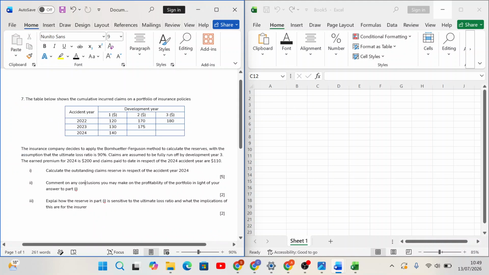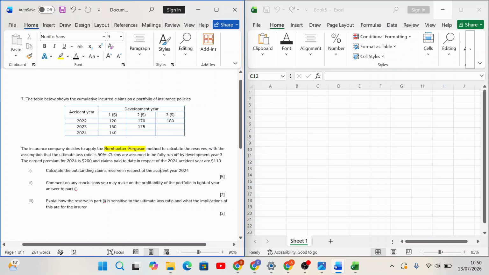The table below shows the cumulative incurred claims on a portfolio of insurance policies. We have our table there. The insurance company decides to apply the Bornhuetter Ferguson method to calculate the reserves with the assumption that the ultimate loss ratio is 90%. So the very first thing to understand is the method that we are going to use, and in this case we are using the Bornhuetter Ferguson method.